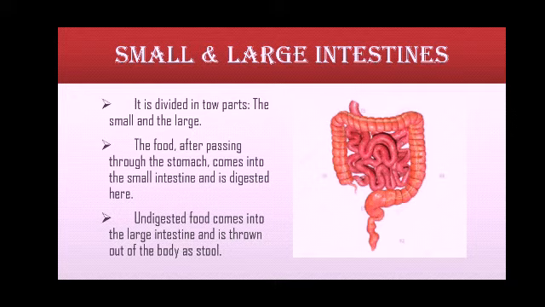Most of the absorption of nutrients and water happens in the intestines. Therefore, the intestine is divided into two parts, a small one and a large one, called the small intestine and the large intestine. Firstly, the small intestine. The small intestine is about 6 meters or 20 feet long, and the large intestine is about 1.5 meters or 5 feet long.